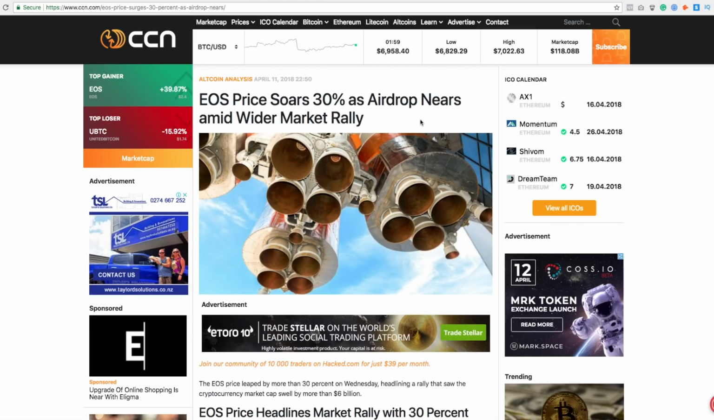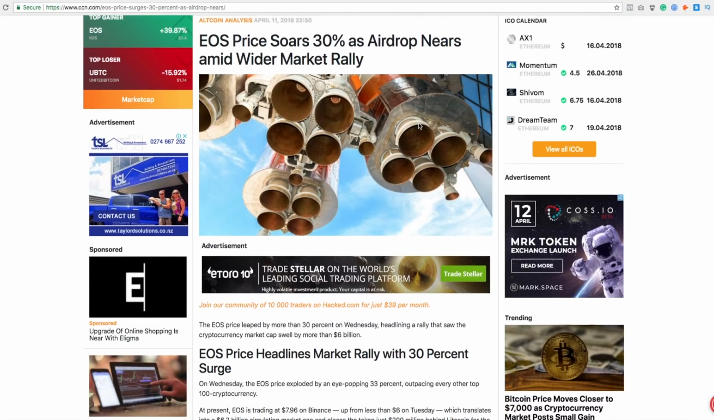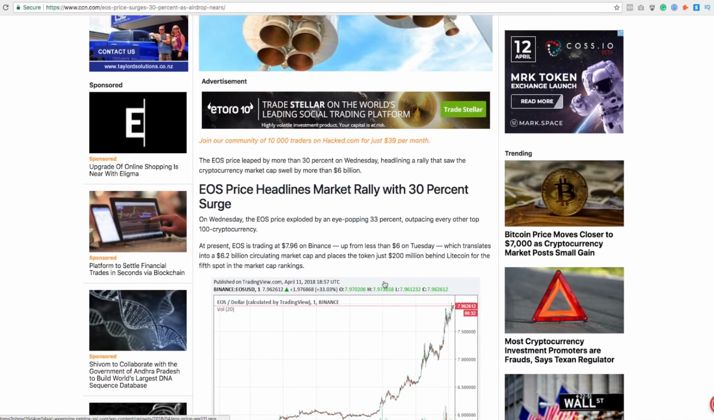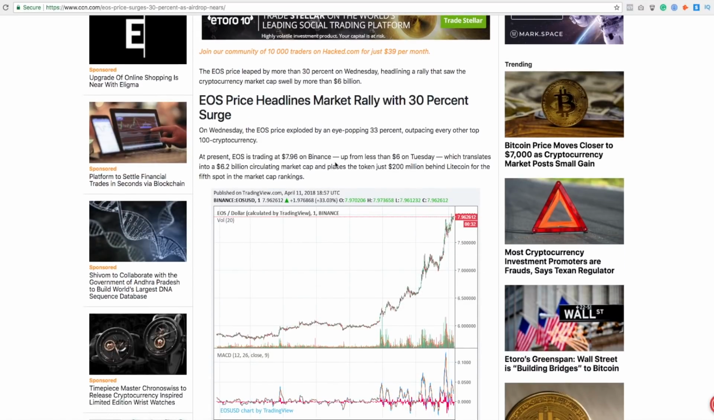EOS is also in the news today, so if you guys are following EOS, a price soar 30% as airdrop nears amid wider market rally. So EOS makes massive headway, and as you can see, the price exploded with an eye-popping 33%, outpacing all other top 100 cryptocurrencies. At present, EOS is trading at around $7.96 on Binance, up from $6 on Tuesday, which means that it has translated into a 6.2 billion circulating market cap, which places the token just 200 million behind Litecoin for the 5th spot on CoinMarketCap.